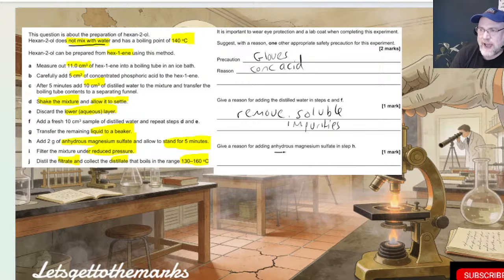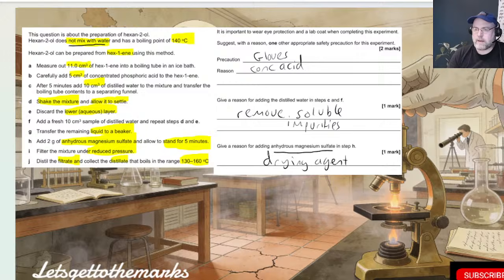Give a reason for adding anhydrous magnesium sulfate. Hopefully you know that it is a drying agent. Yeah, so it's a drying agent.